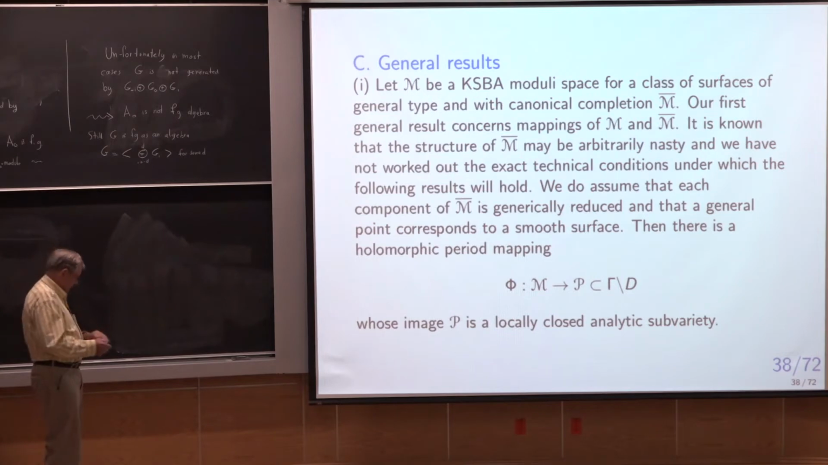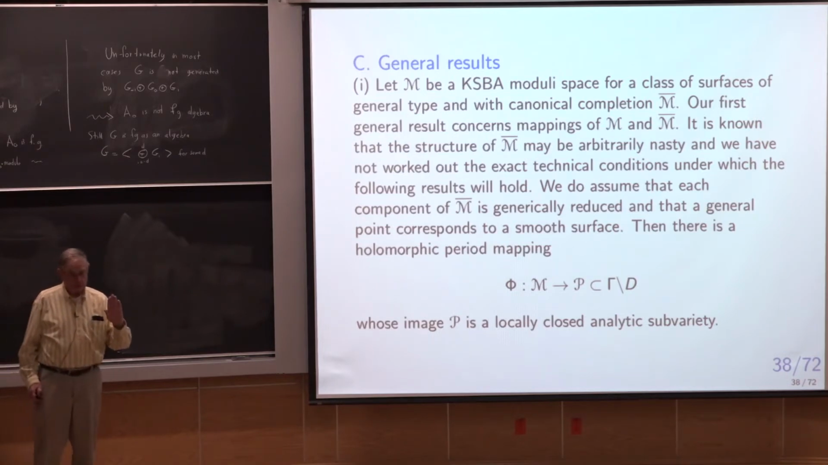So the general results, some of these have been mentioned before. You have a KSBA moduli space for a class, say, of surfaces with its canonical completion. You have the period map, which associates to each smooth surface its polarized Hodge structure. That sits in a quotient of the space of Hodge structures by the monodromy group, the global monodromy group.